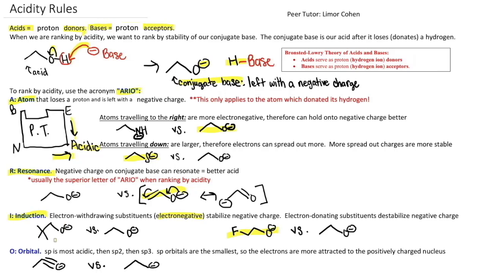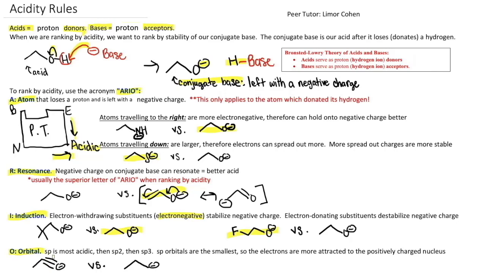On the other hand, if we have electron donating substituents, so here we have a carbon group, which isn't very electronegative, so I'm going to call it electron donating. This actually pushes electrons towards our negative charge, making it more concentrated and less stable. So comparing these two molecules, this molecule has electron donating carbons attached versus this one does not have as many carbons. So this one is more acidic. So now let's look at our last letter, which is O, orbital.